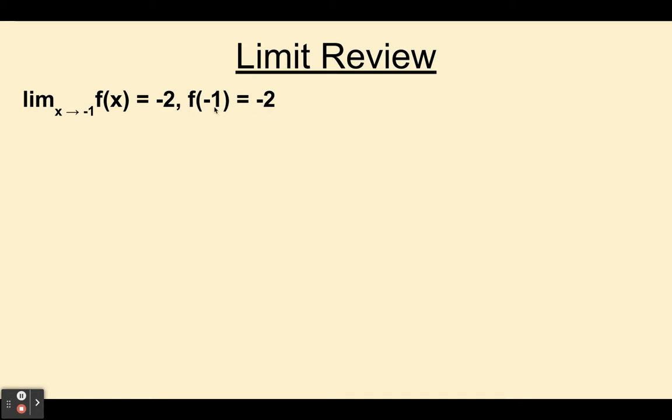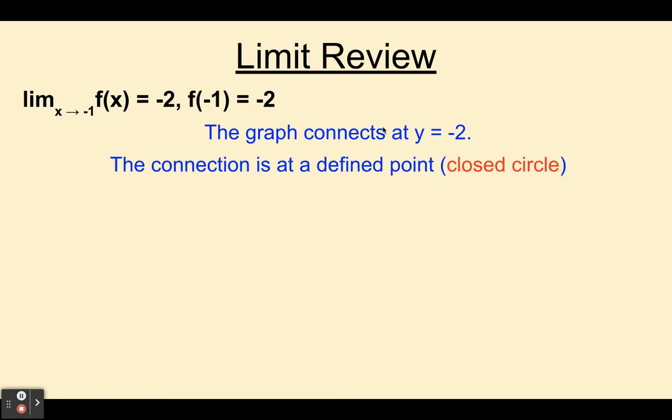So let's start with the left part. Since the limit exists and the limit is -2, I know that the graph has the same behavior around x equals -1, and that behavior is -2, so it's going to connect at -2. I don't know if it's an open circle or closed circle, defined or undefined point. Well, that's what the next part tells me. f of -2 equals 2, so I know it's a defined point right here, and I know that these two y values are the same. So not only does the graph connect, it connects at a closed circle, or a defined point.